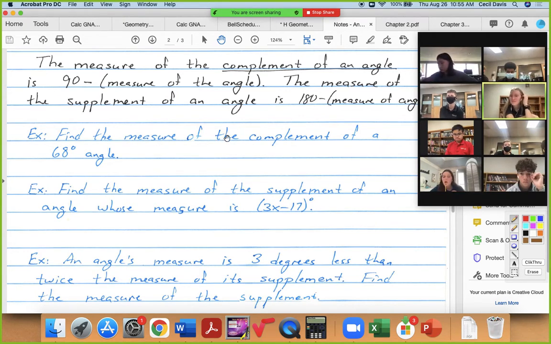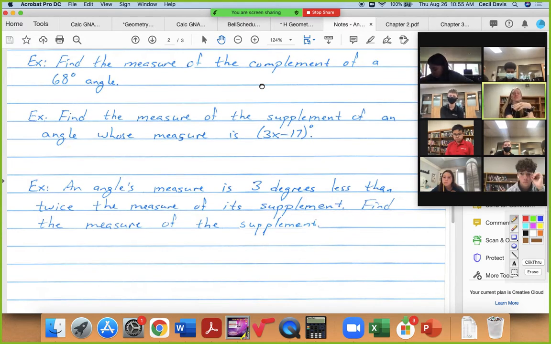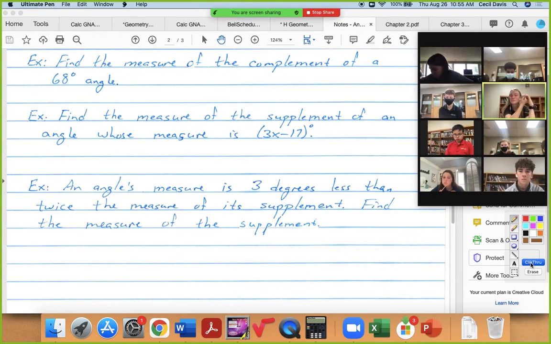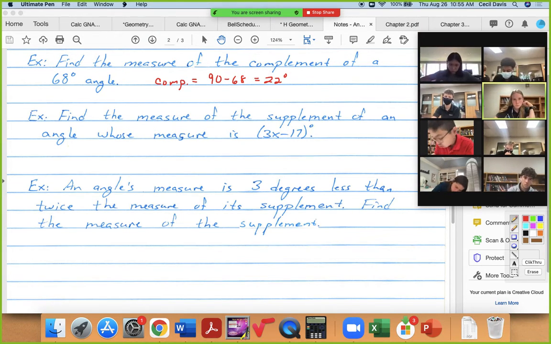So we're going to do some problems here. Some of them are going to be more straightforward than others. The first one is really straightforward. The measure of the complement of a 68-degree angle. The complement, and I'll abbreviate it COMP, is equal to 90 minus 68. It's 22 degrees. Done.